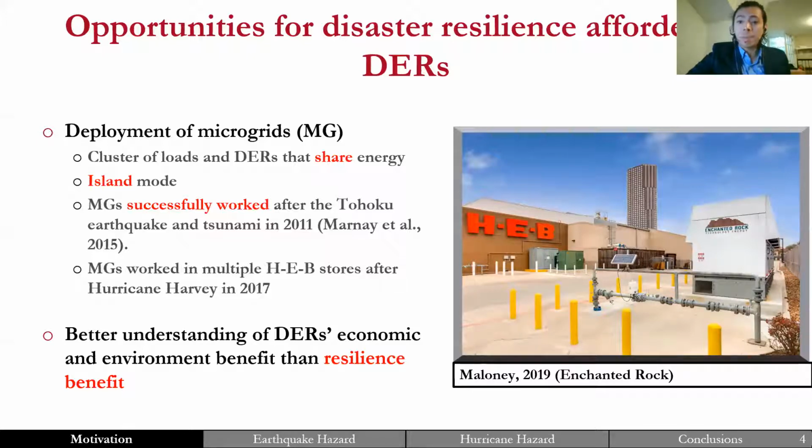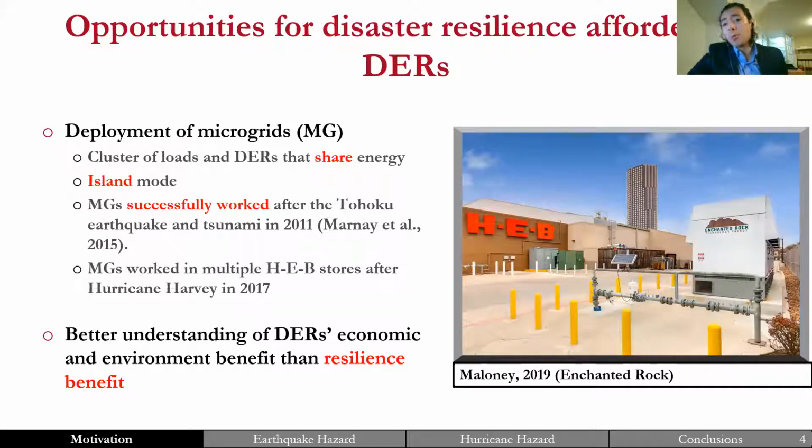There's some evidence that they've worked successfully after a few disasters. For example, after the Tohoku earthquake and tsunami in 2011, the Roppongi and Sendai microgrid worked really well. Just to remind you, this was a massive earthquake that led to the Fukushima meltdown and extensive power failures there. They also work after hurricanes. In Texas, they had a microgrid that worked in 2017 after Hurricane Harvey, and it worked so well that emergency responders used it as a base for operations after the hurricane.